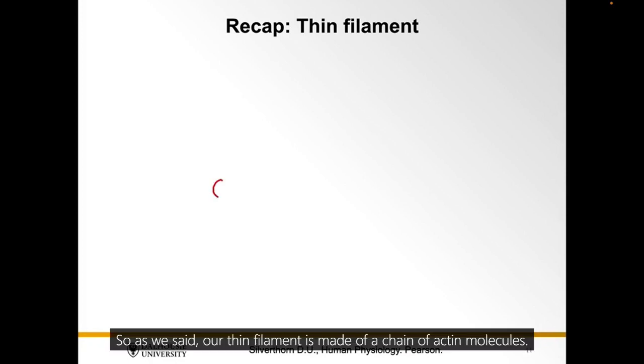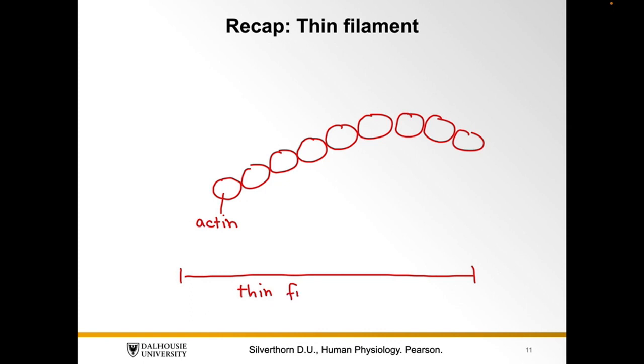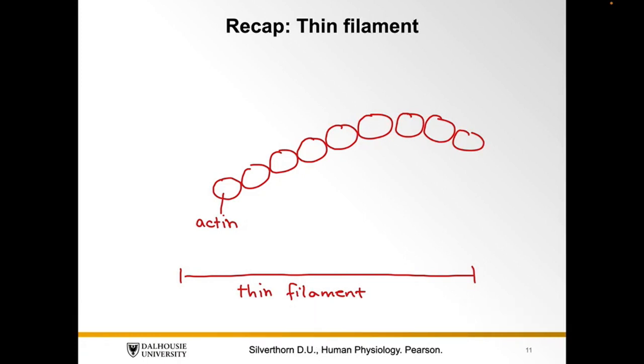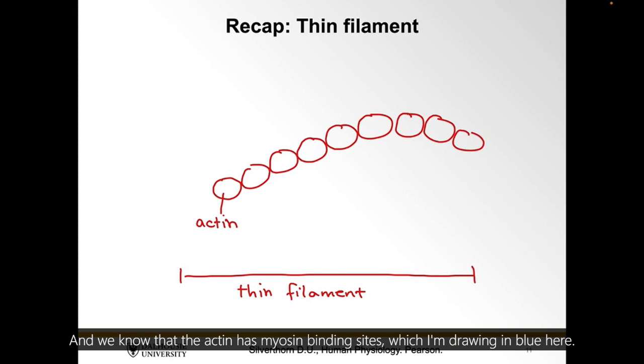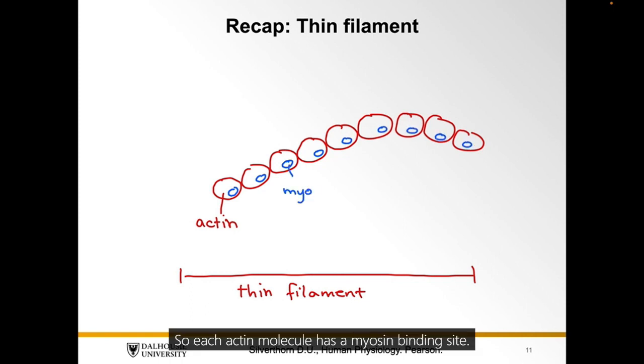All right, so as we said, our thin filament is made of a chain of actin molecules. So each of those circles represents one actin molecule, which together make up the thin filament. So a true thin filament would have many strands of actins that would weave in and out. But for simplicity's sake, I'm just drawing the one strand of actin right now. And we know that the actin has myosin binding sites, which I'm drawing in blue here. So each actin molecule has a myosin binding site.